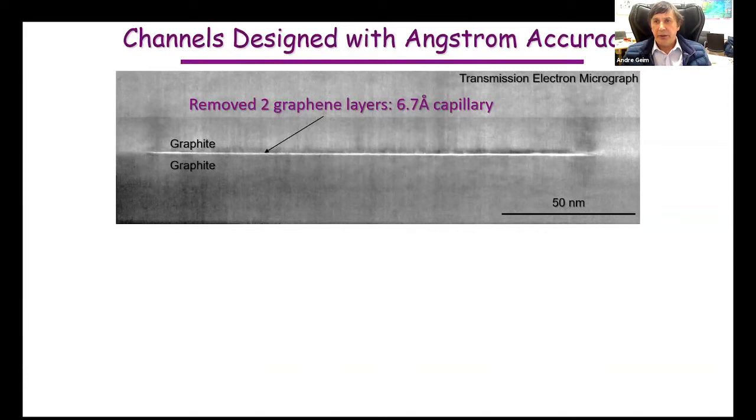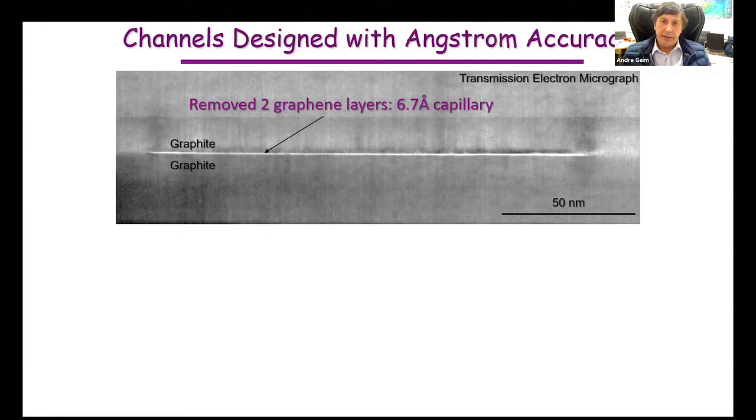This is how it looks in reality. It's a transmission electron micrograph of a cross-section of our channels. In this case, we essentially extracted two graphene layers from bulk graphite, creating this angstrom scale capillary. We can also make single layer capillaries, only 3.5 angstroms. Those capillaries are not only atomically thin, they also have flat walls, which is important.